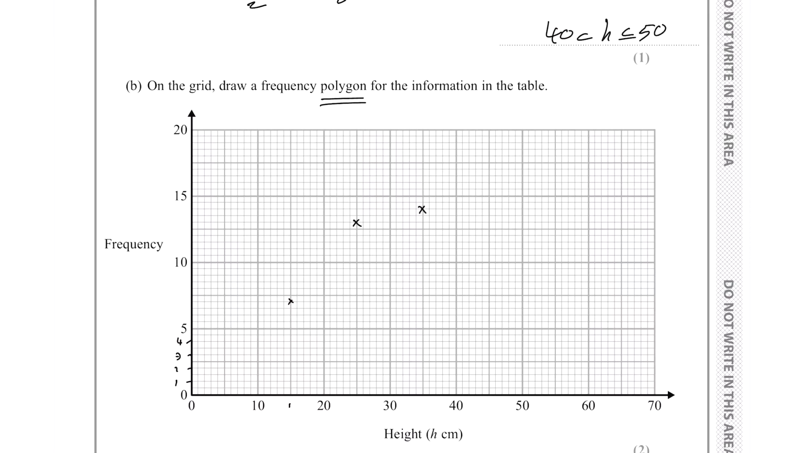Next one is 45 and 12. And the next one is 55 and 16. And the last one is 65 and 18. And now you want to use a ruler to connect all these points together. So just do that. And it has to be straight lines using a ruler.